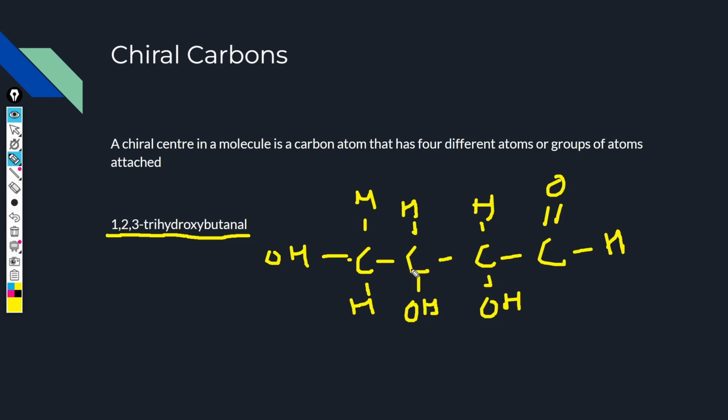So I hope you guys tried. So the chiral centers over here will be this and this. Why? This over here, there's a hydrogen here, there's a hydroxide over here, there's another carbon chain over here which is different to this carbon chain, which will make it a chiral center.